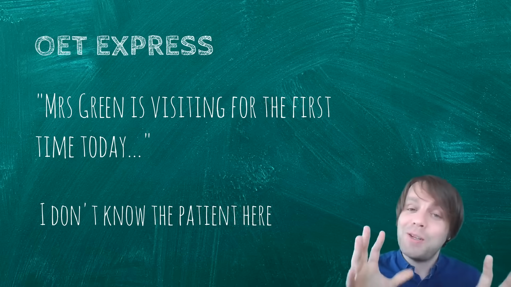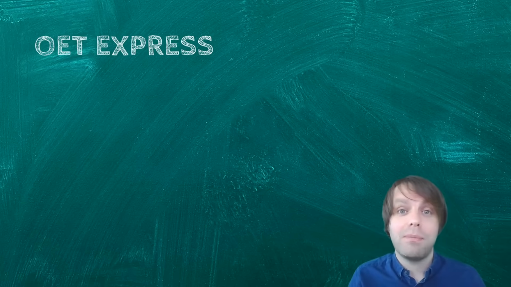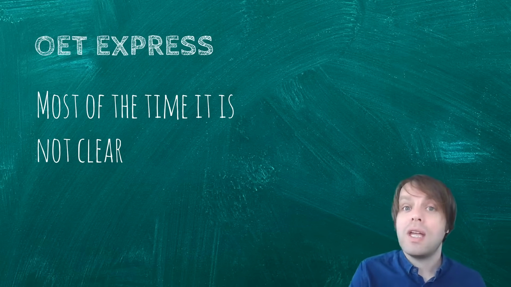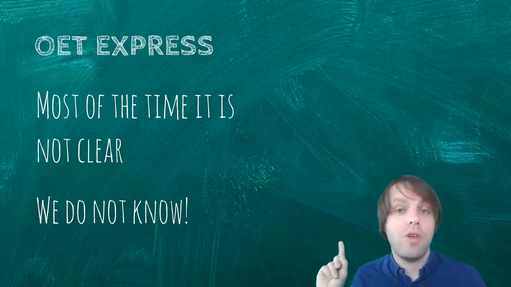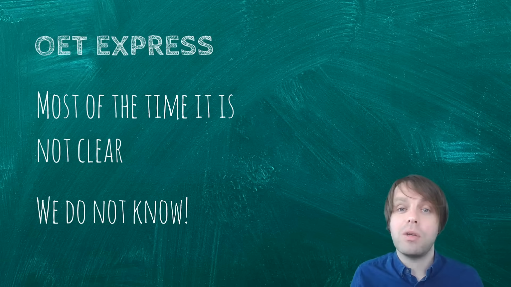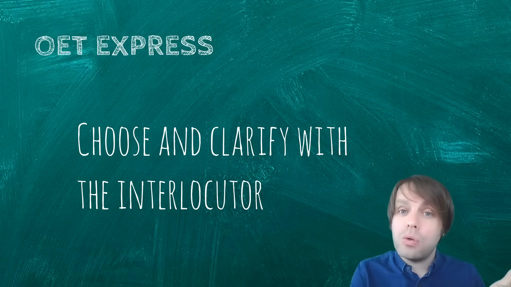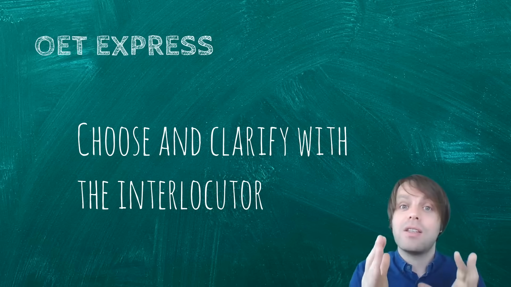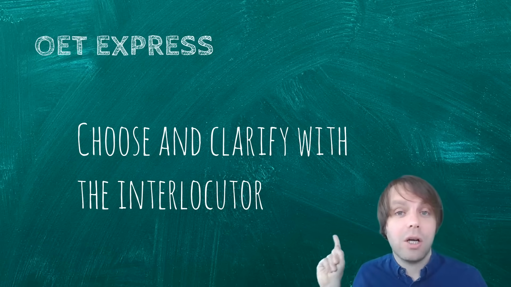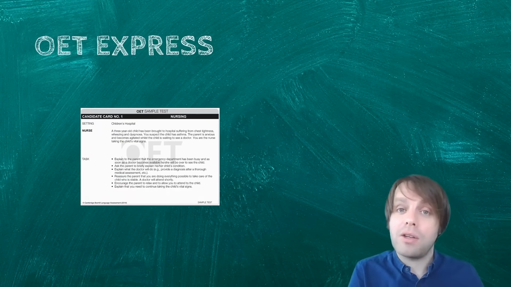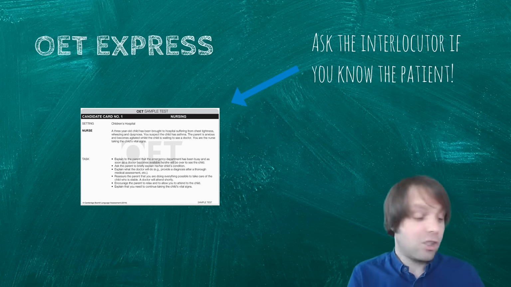Now, of course, I do know that most of the time, it's not clear. We don't know if the patient is known or not known. We just don't know, okay? So when it's not clear like that, what should we do? Well, you can choose. You're allowed to choose. The main thing is that you need to clarify the situation with the interlocutor. He or she is looking at the same cue card. You just need to negotiate with him or her as to whether you're known or not.